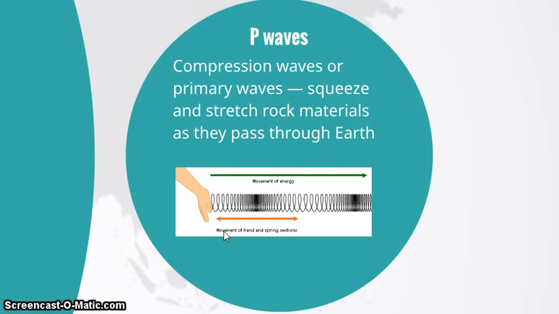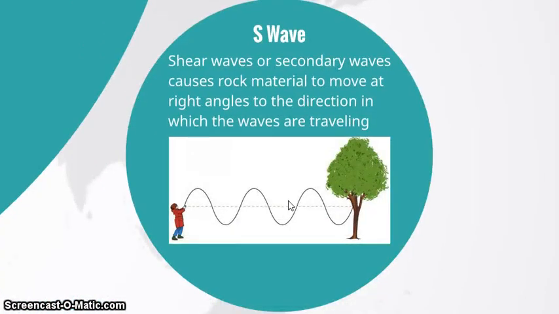Compression waves, or primary waves, squeeze and stretch the materials as they pass through. So we talk about the crust shrinking or getting compressed and then stretching back out, much like the slinky here in this case, getting stretched or shrunken back down, as opposed to the secondary type of shear waves that cause rock materials to move at right angles, and we see there's these peaks and troughs along the way the wave is moving. We see the tops and bottoms of the wave peaking and cresting as it's moving.